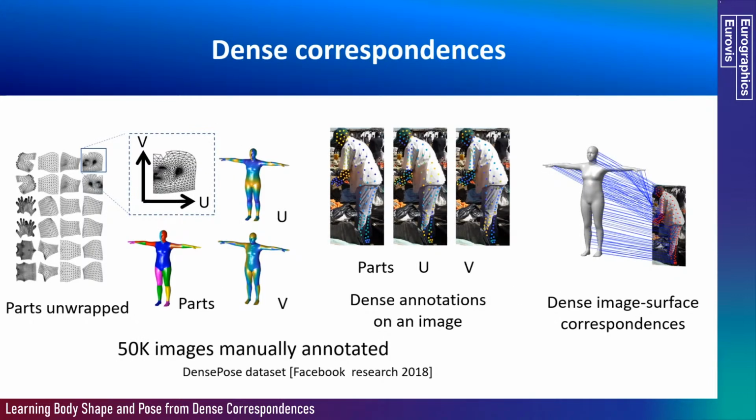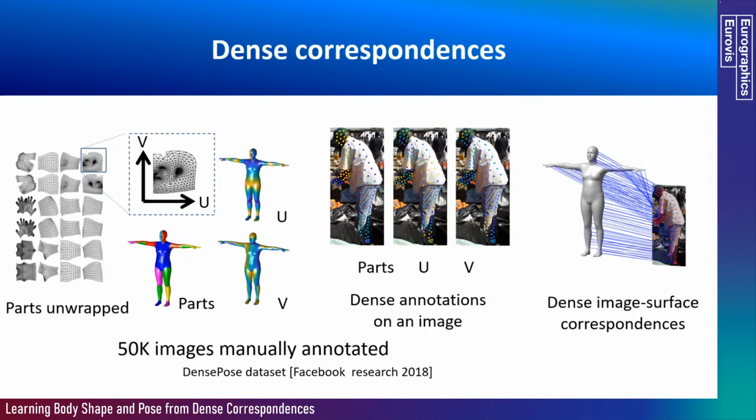To start with, we create a dense correspondence dataset between body surface and image points. Dense correspondence contains rich information about 3D shape and pose and is less noisy compared to silhouettes. In total, we collected more than 100K images with dense correspondence annotated. The main source of our dataset is the DensePose dataset from Facebook Research.